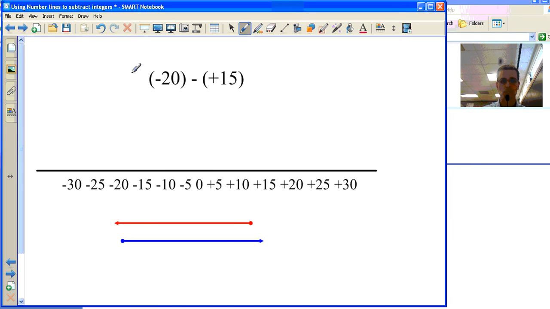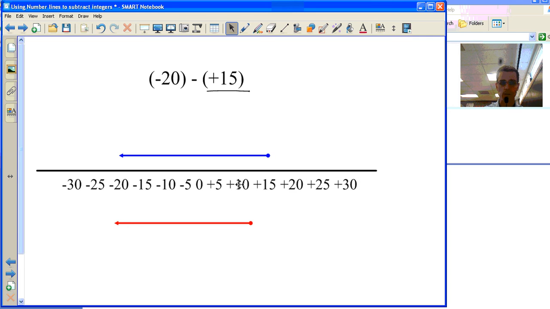Do one more. We have +15 subtract -20. Now we want to start with the second number, which is -20. So we're going to go up to positive 15 here, and I'm going to flip this around and come back, and then we're going to go all the way back down to negative 20. So I'm at negative 20 right now. And now I want to ask, what is the difference between positive 15 and negative 20?